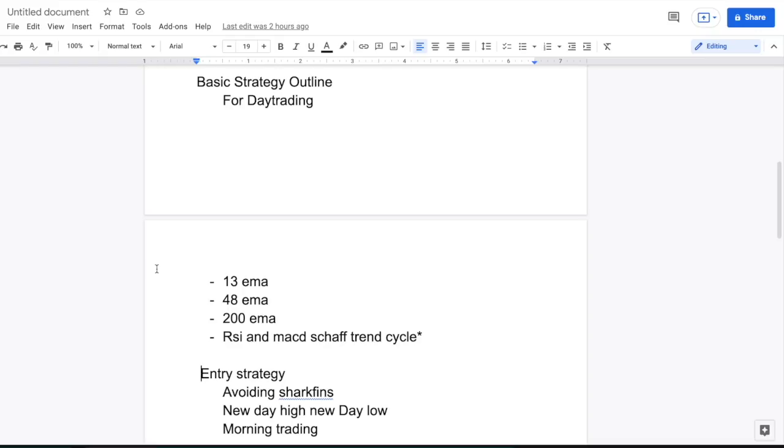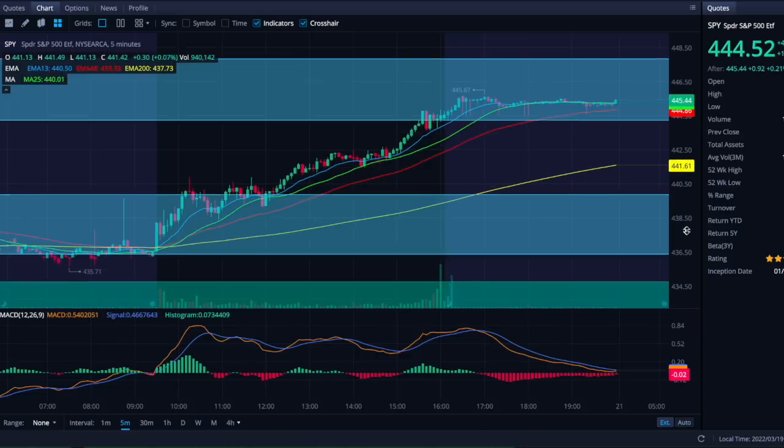But the most important things that I really want to go over in this update are some of the things surrounding the entry strategy and the exit strategy. So just kind of an example of a 1348 trade right here. We're looking at the SPY on Friday.